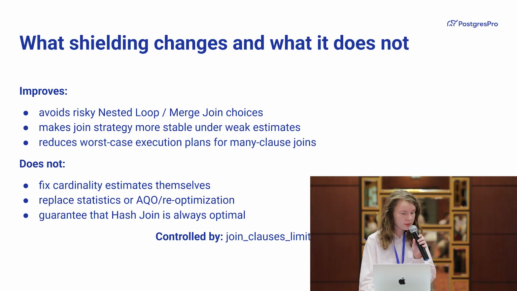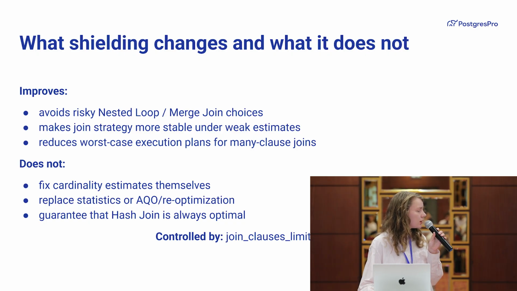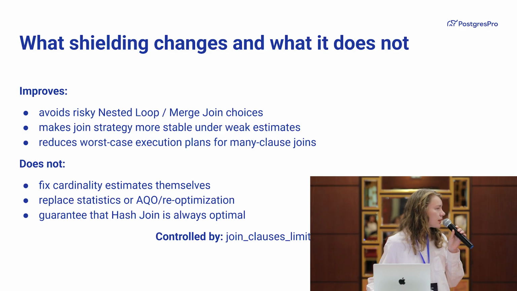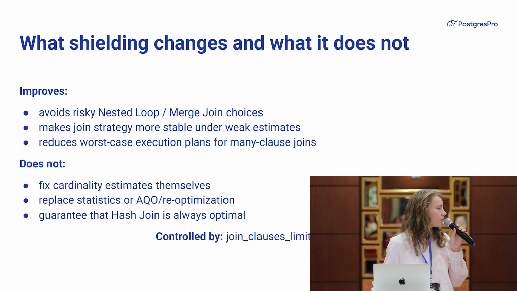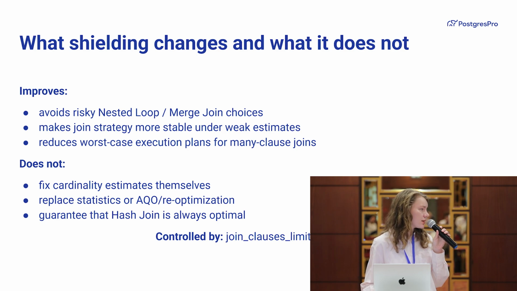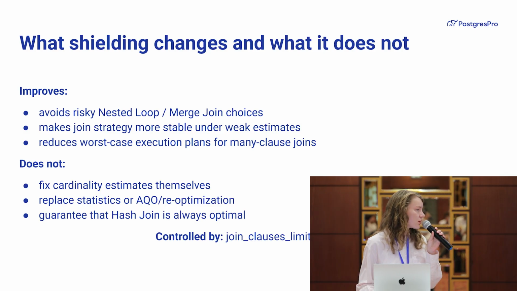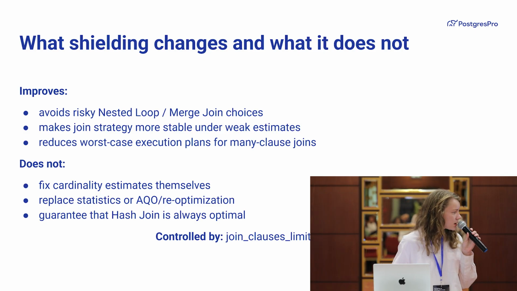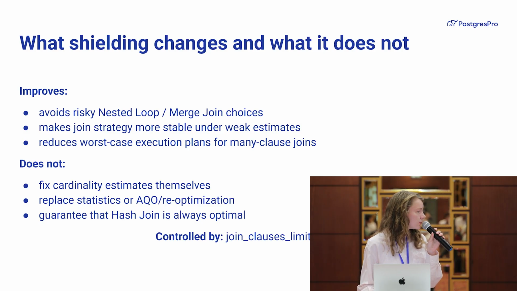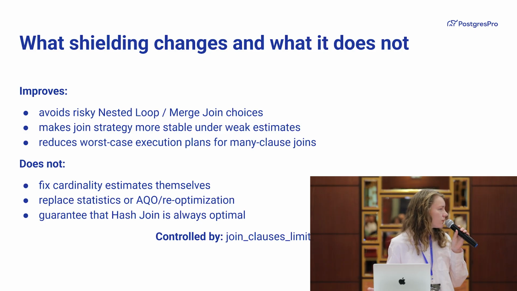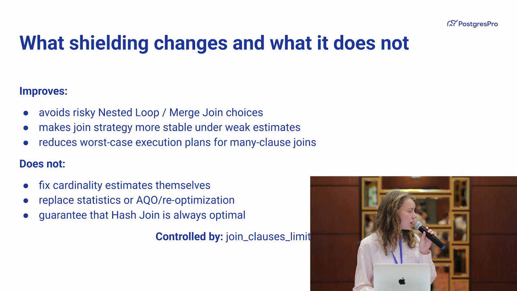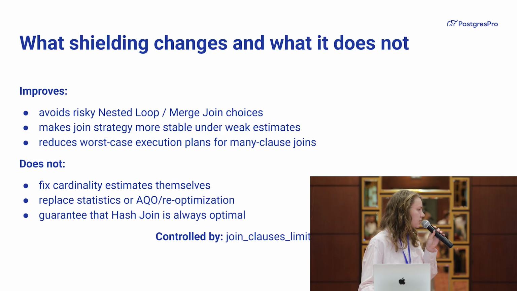example from my practice. It intentionally doesn't replace statistics or AQO or reoptimization, and it doesn't really guarantee that hash join is always optimal, because there can be some cases, of course, when nested loop would be better. It also doesn't fix cardinality estimates themselves. And to control it, you need only one parameter, the limit.